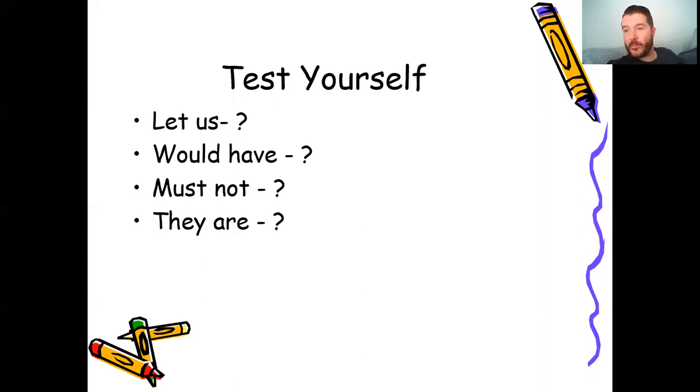They are. What would that become? Pause the video if you want to have a go at writing it. It would be they're. T-H-E-Y apostrophe R-E. We get rid of the A.